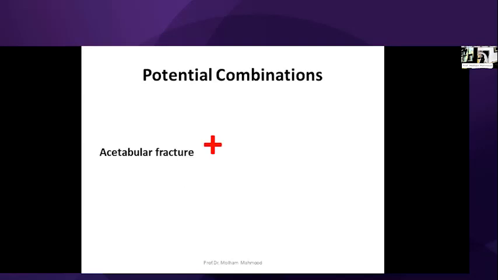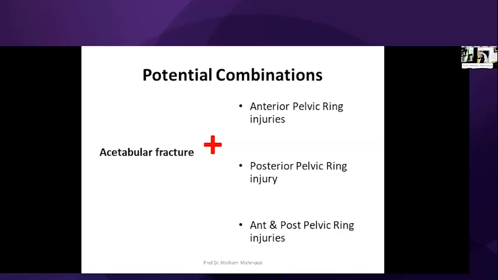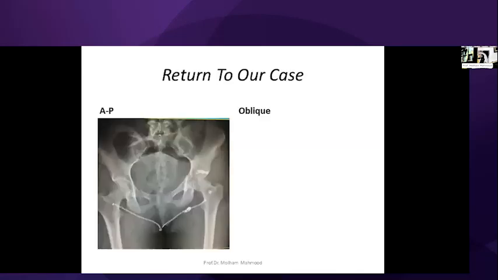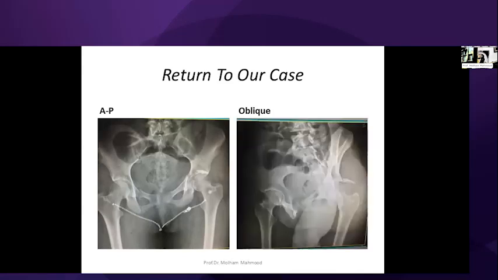The potential combinations are acetabular fracture plus anterior pelvic ring injuries, posterior pelvic ring injuries, and a combination of both anterior and posterior pelvic ring injuries. We turn back to our case. This is the anteroposterior film we have seen. Now, after making an oblique obturator view, we found this. So this is a fracture acetabulum, transverse type, with a large posterior wall fragment, and maybe a dislocated and reduced hip.